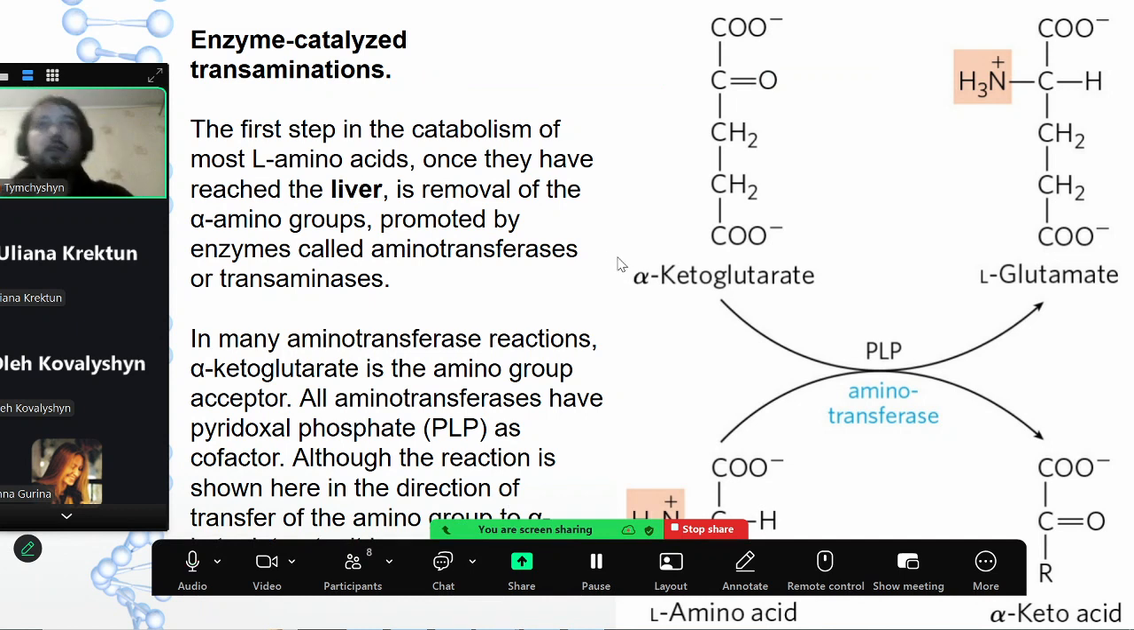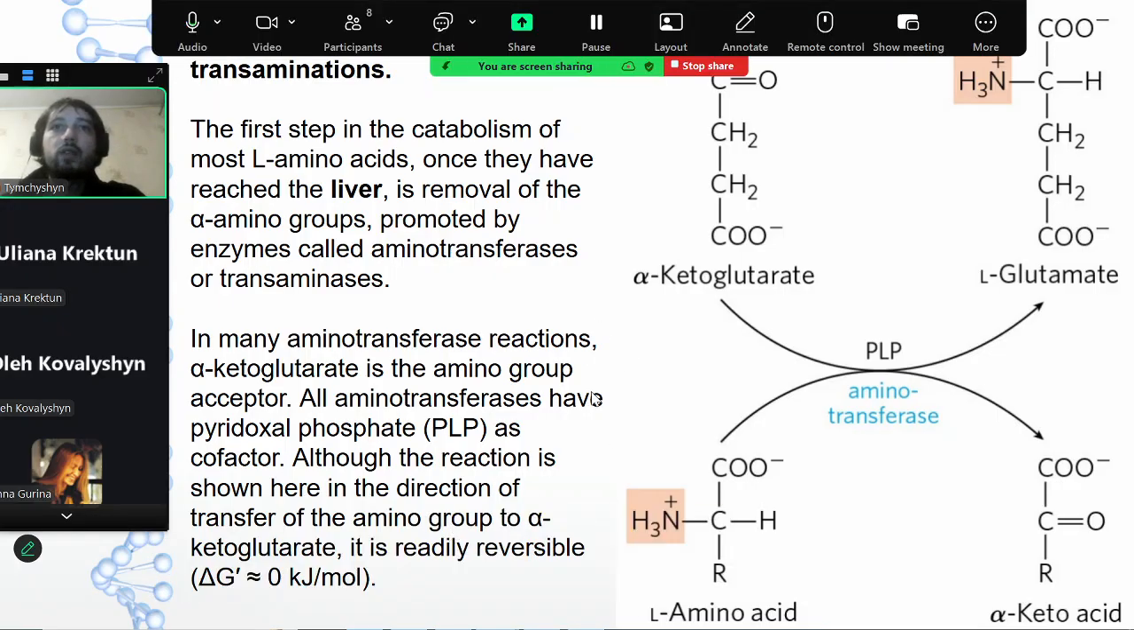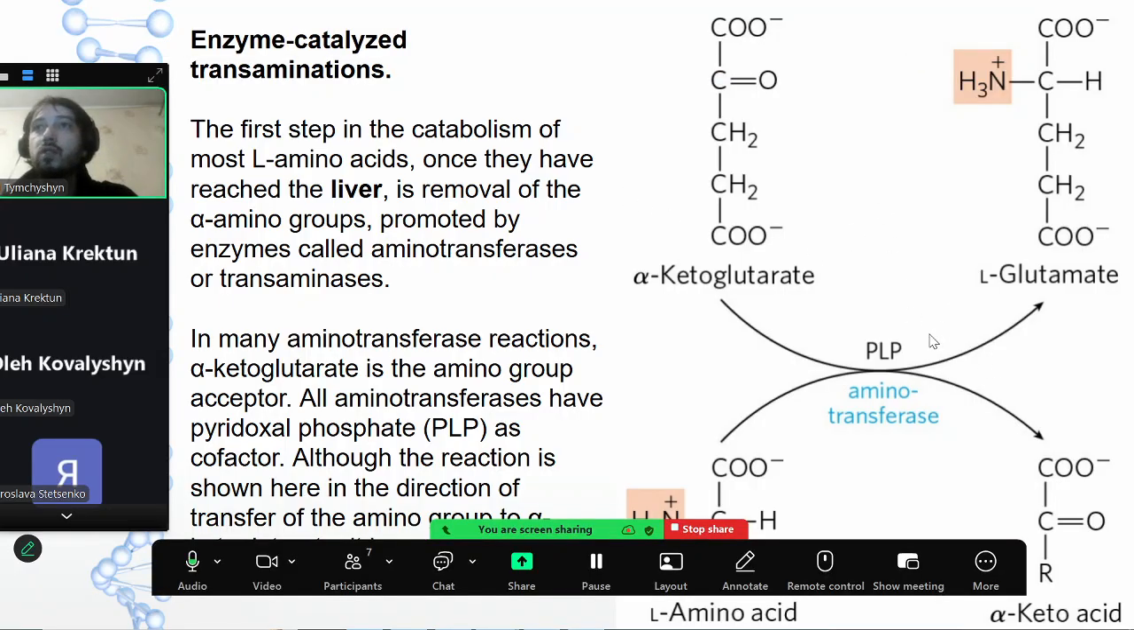The first step in the catabolism of most L-amino acids, once they have reached the liver, is removal of the alpha-amino group promoted by enzymes called aminotransferases or transaminases. And in many aminotransferase reactions, the alpha-ketoglutarate is the amino group acceptor. All aminotransferases have pyridoxal phosphate (PLP) as a cofactor. And although the reaction is shown here in the direction of transfer of the amino group to the alpha-ketoglutarate, it is readily reversible, so its delta G is almost zero.